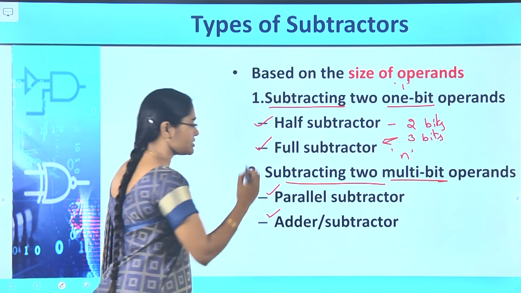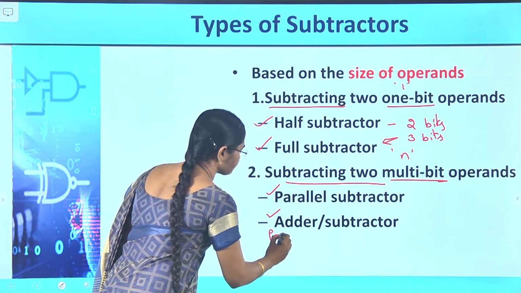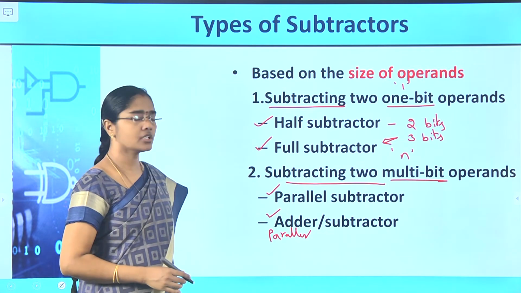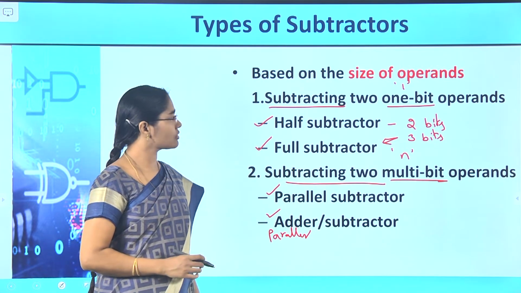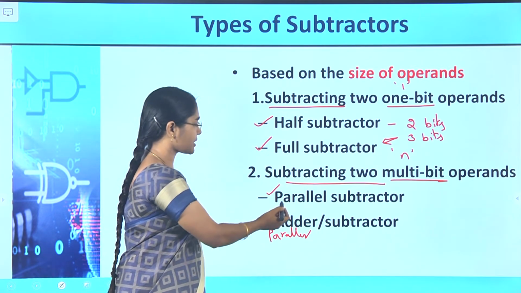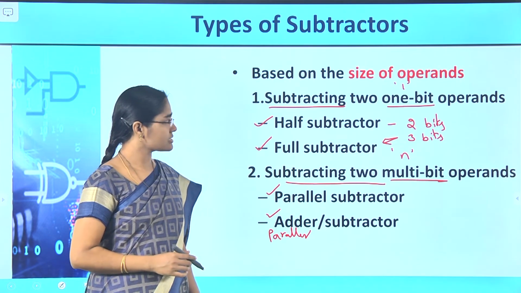So for that purpose, adder bar subtractor, it is also a parallel adder bar subtractor, when the operands are of multi-bit size. So in today's lecture we are going to design all these: half subtractor, full subtractor, parallel subtractor and parallel n bit adder bar subtractor.